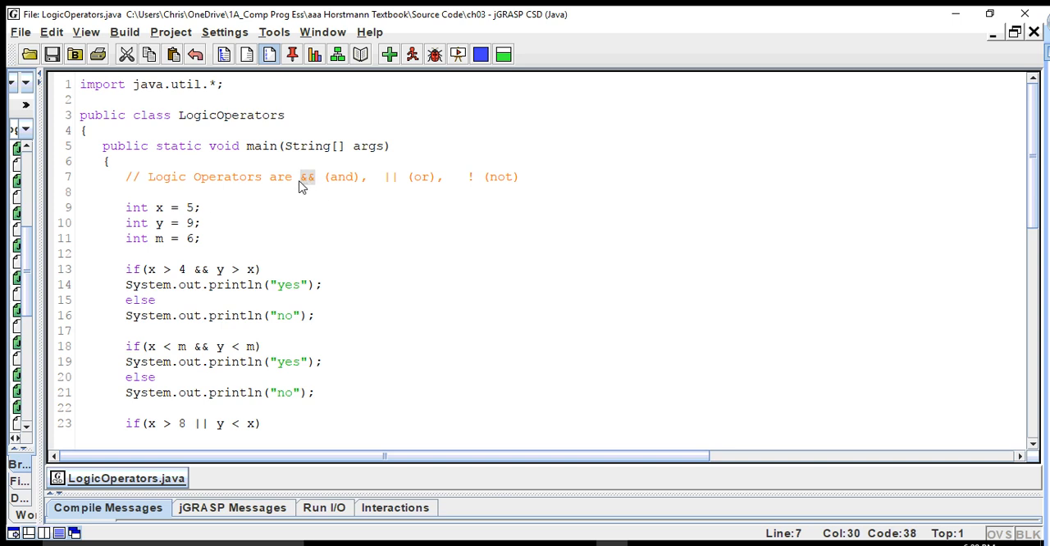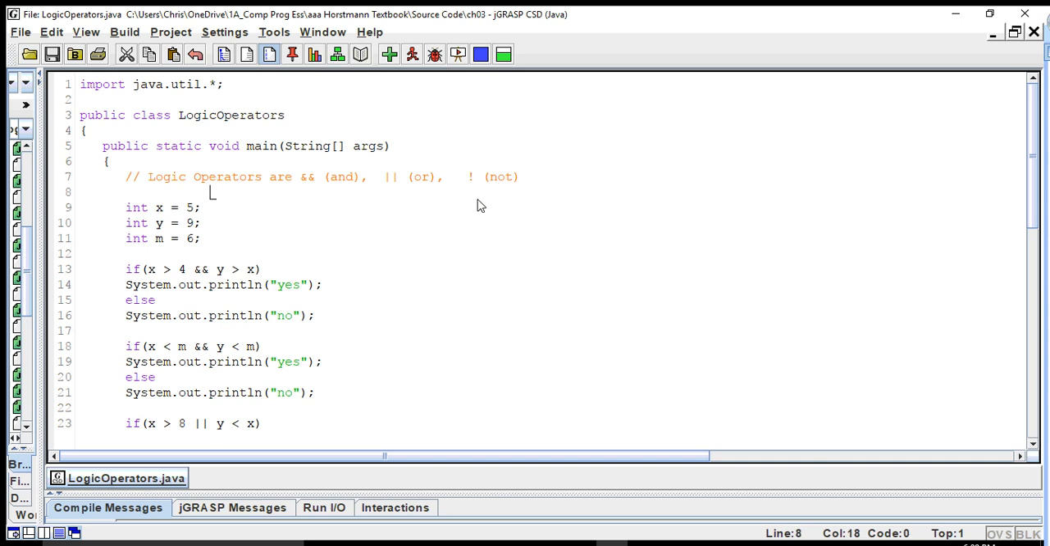So the double ampersand means the word and, just like you understand what and means. And then these are 2 pipe symbols, which are in the key above your enter key or your return key. Those together make a symbol that means or. And then the exclamation point means not.